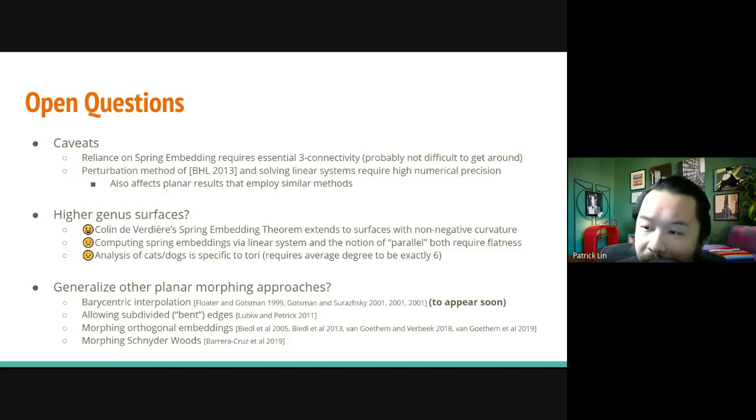This is a nice first step, right? About taking these ideas from the plane and saying, can we do this in the toroidal setting? But it's very far, at least in my opinion, from where we would like to get to. In particular, it suffers from a lot of issues that I really don't know how to get around.